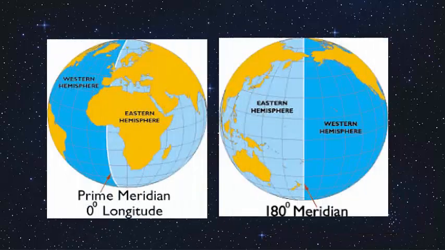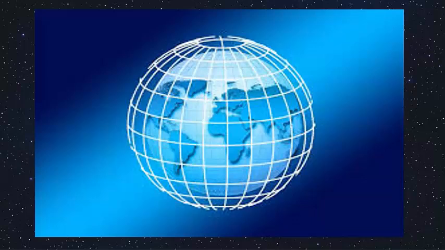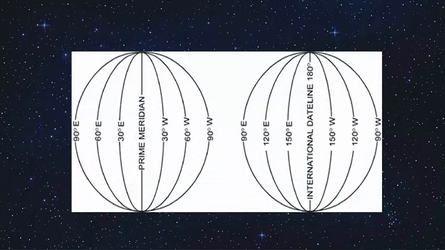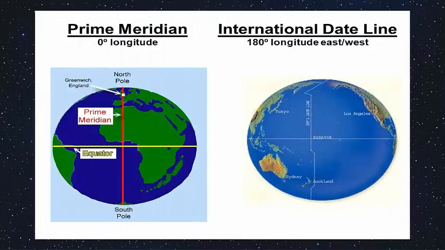The prime meridian and 180 degree meridian divides the earth into two equal halves, that is the eastern hemisphere and western hemisphere, which are followed by letter E for the east and letter W for the west. The network of latitudes and longitudes together form the grid. 180 degree east and 180 degree west meridians are on the same line, which is also called as international date line.